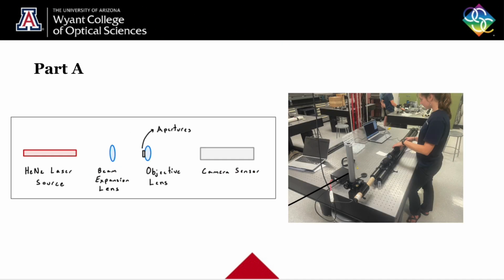In part A, we used a Heaney laser, an aperture, an objective lens, a camera lens, and a camera detector connected to a computer running Thorlabs software. The whole setup was mounted on two PVC pipes, which made alignment extremely difficult, but we managed.